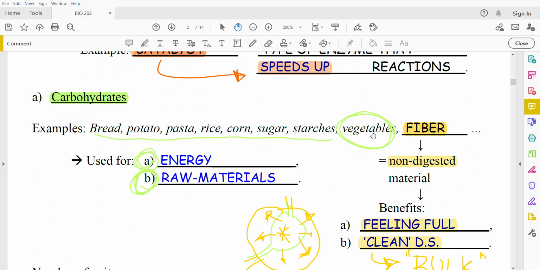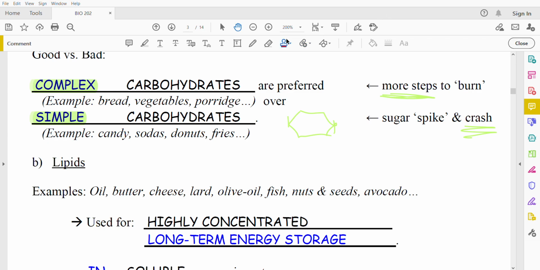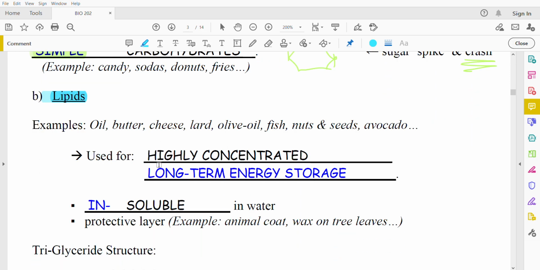So that was our carbohydrates. Next, we're going to have a look at the next group of types of macromolecules, and in this case, these are lipids. So let's discuss lipids: what's important to know, why do we need to know about lipids, and what are the key things to know.